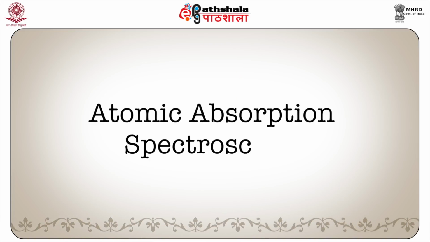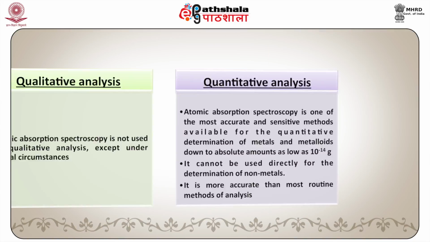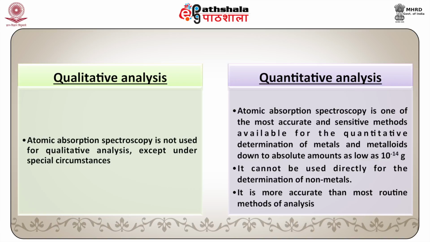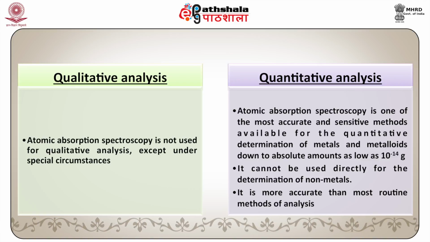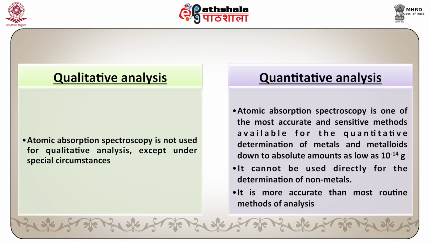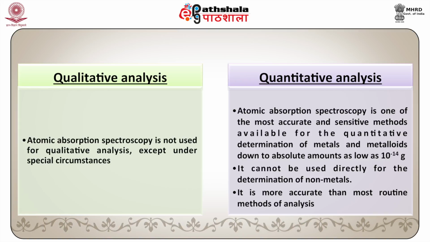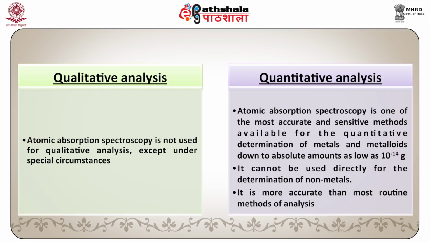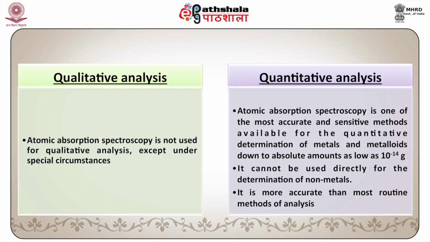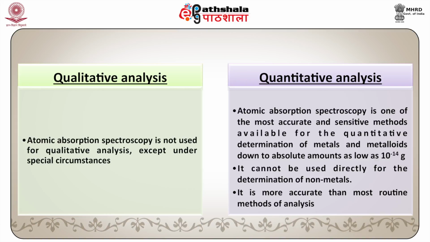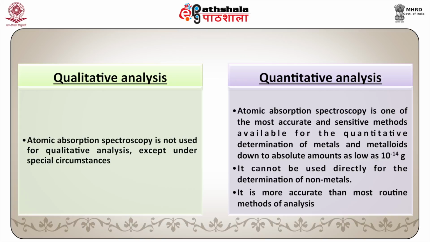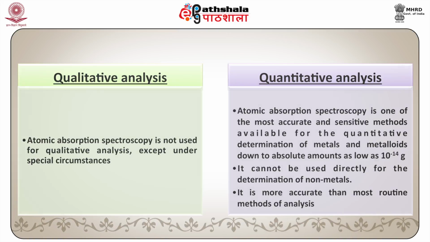Next is atomic absorption spectroscopy. Qualitative analysis. Atomic absorption spectroscopy is not used for qualitative analysis except under special circumstances. Quantitative analysis. Atomic absorption spectroscopy is one of the most accurate and sensitive methods available for the quantitative determination of metals and metalloids down to absolute amounts as low as 10^-14 grams. It cannot be used directly for the determination of non-metals. It is more accurate than most routine methods of analysis.